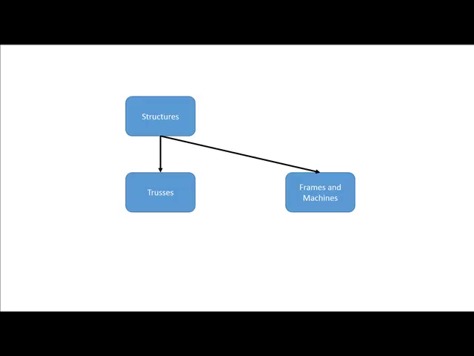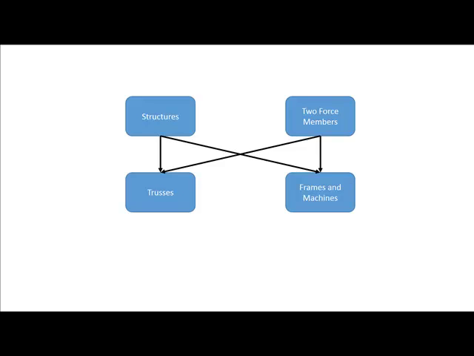And the big defining feature, what separates trusses from frames and machines, is going to be a concept known as two-force members. So trusses are made entirely of two-force members, while frames and machines have some members that are not two-force members. All right, so this is going to separate the analysis. This is going to be really important. The assumption of two-force members is really important for trusses and how we analyze these systems.